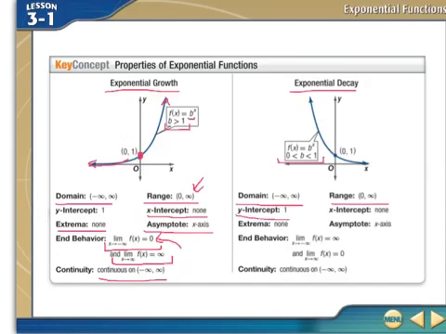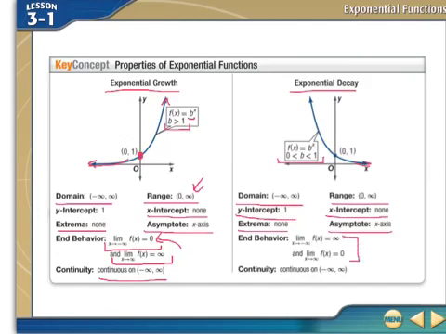Our y-intercept is still at 1. We do not have an x-intercept for any exponential function, any basic growth or decay function at least. And for extrema, we don't have an absolute maximum or minimum on this graph, so therefore we would say no extrema. Our asymptote, again, is going to be the horizontal asymptote at the x-axis because the right end behavior this time, the right end, is approaching 0 as we approach infinity.